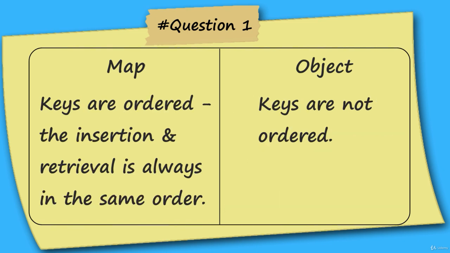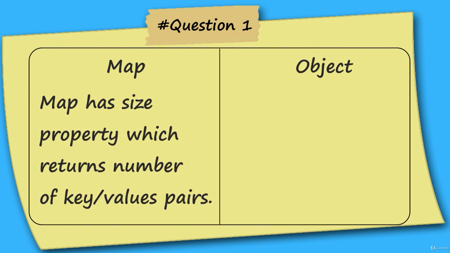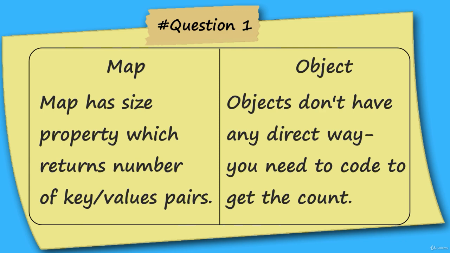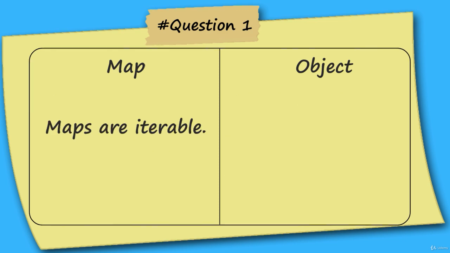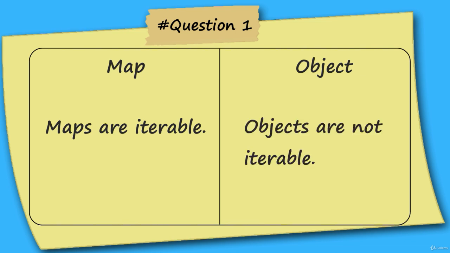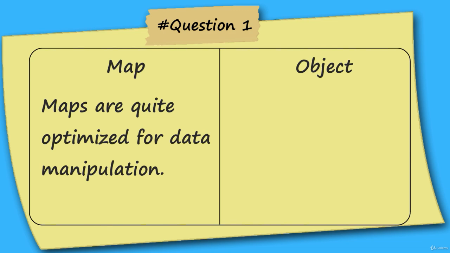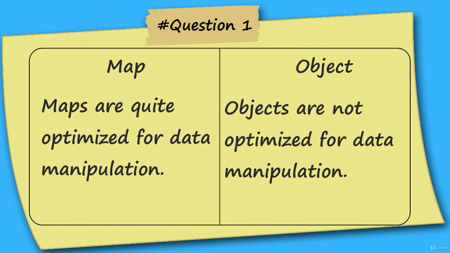Second point is that keys are ordered in map. The insertion and retrieval is always in the same order, whereas keys in objects are not ordered. Map has a size property which returns the number of key value pairs, whereas object doesn't have any direct way. You need to write the code to get the count of key value pairs. And the most important, maps are iterable and objects are actually not. Apart from this, there is one more point. Map is quite optimized for data manipulation compared to objects. That means if you have more insertion and more deletion, map performs better than objects.